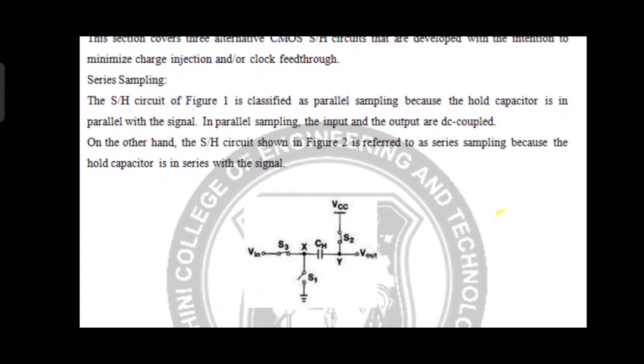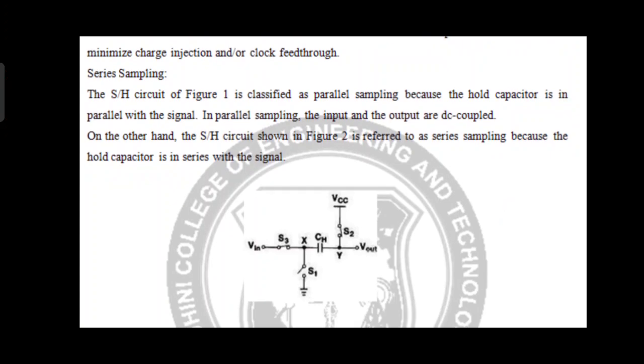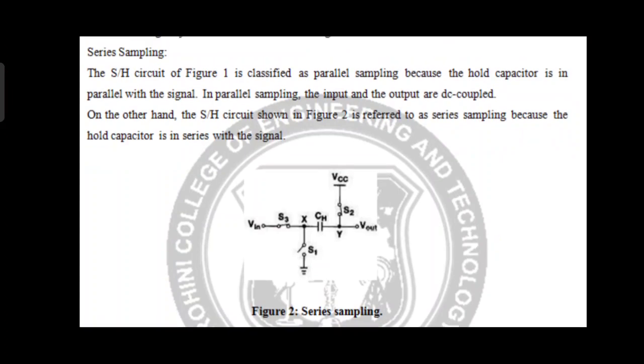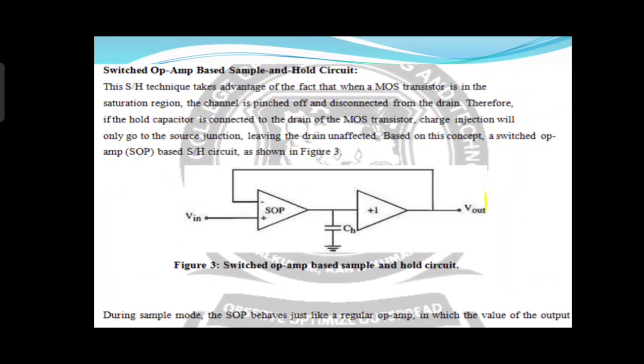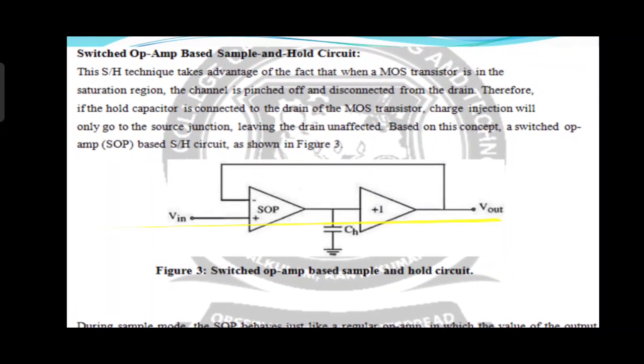Switch op-amp based sample and hold circuit. The S/H takes advantage of the fact that when a MOS transistor is in the saturation region, the channel is pinched off, disconnected from the drain. Therefore, if the hold capacitor is connected to the drain of a MOS transistor, the charge injection will go to the source, leaving the drain unaffected, based on the concept of a switch op-amp.